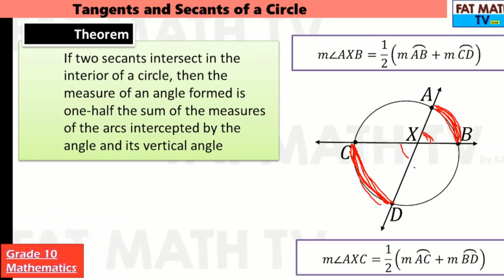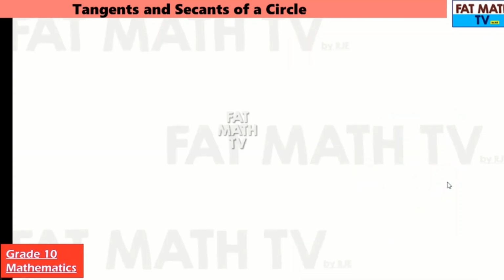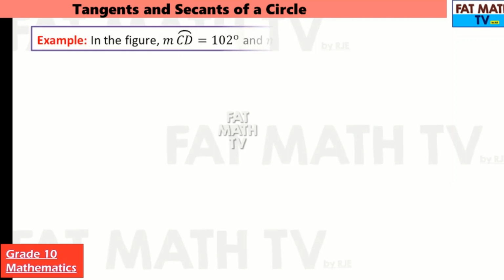Okay, likewise, if we have this angle here, let's say for example, AXC. AXC is equal to half the measure of AC plus BD. So measure of angle AXC is half the sum of the intercepted arc and the arc intercepted by the vertical angle. Okay, let us apply that theorem in this item.